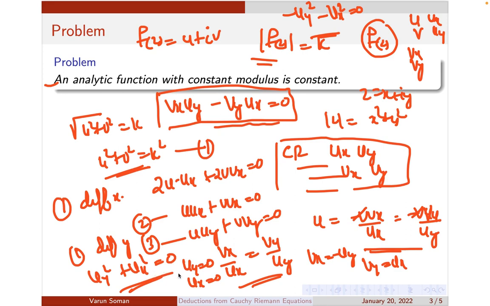So when will that be 0? When both of them are 0. Okay, because only then can the sum of positive numbers be 0. So you will be getting uy is 0, ux is 0. Okay, now I hope you can fill in the rest.